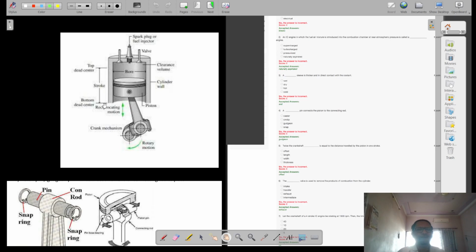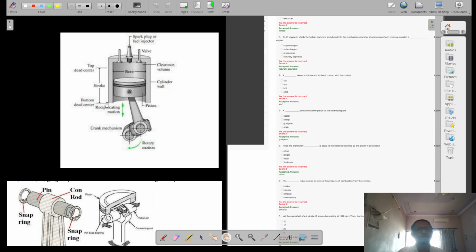If we have to say dead center, see, when I say dead center, it is the position of the piston when it is going to reverse its direction. When it is nearest to the crankshaft, that is bottom dead center; when it is very far from the crankshaft, that is top dead center. Bottom dead center, top dead center. Okay, so these ideas should be very clear.